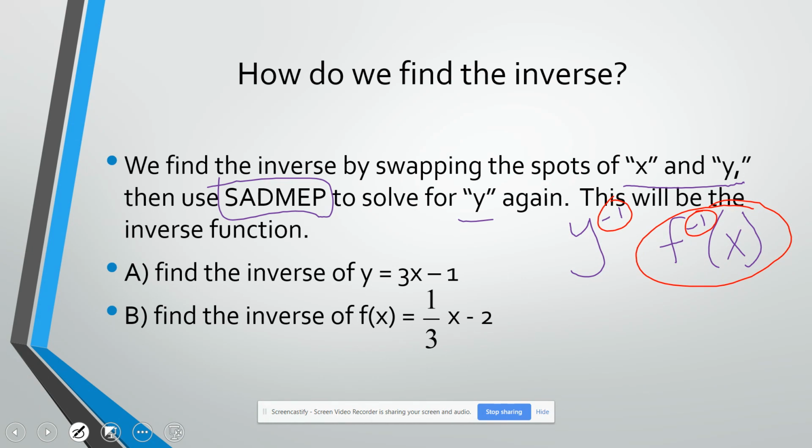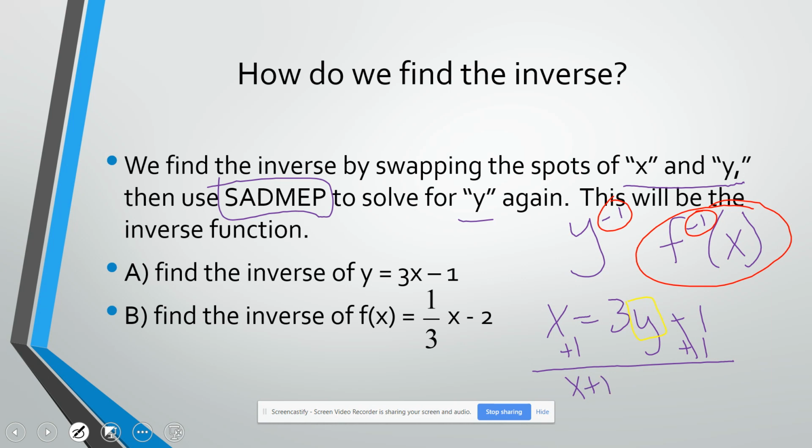So let's start with example A. Find the inverse of y equals 3x minus 1. So we start with trading the x and the y. So x comes first, and then 3y minus 1. So our goal is to get y alone again. How do we do that? Well, first we would start with adding the 1.